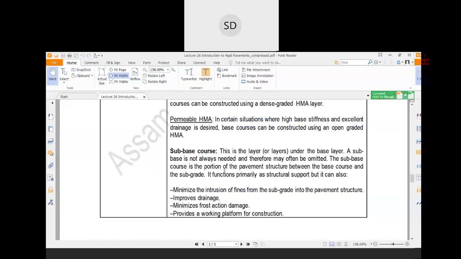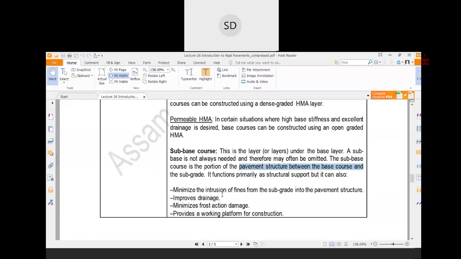Then sub-base course, this is also a choice course. You can opt for the sub-base course if you feel it is required for the subgrade. So this is the layer under the base layer. A sub-base is not always needed and therefore may often be omitted. Now this sub-base course is the portion of the pavement structure between the base course and the subgrade.